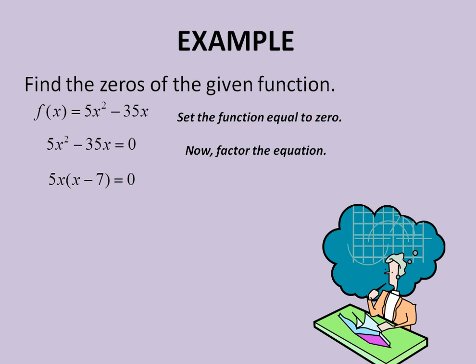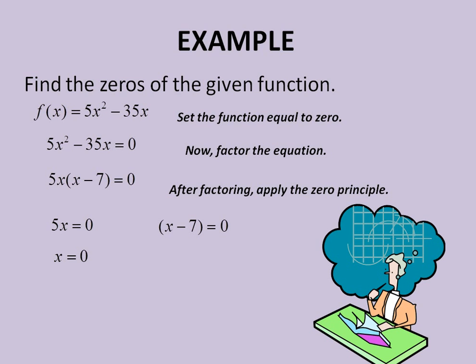We're going to set both of these equal to 0 using the 0 principle. So 5x equals 0, which is a pretty easy solve. We would just divide by 5 there, and 0 divided by 5, of course, is 0. So we get x equals 0 there. Then we're going to take the other factor, x minus 7, and set it equal to 0, and that would give us x is equal to 7. So this function has the zeros of 0 or 7.